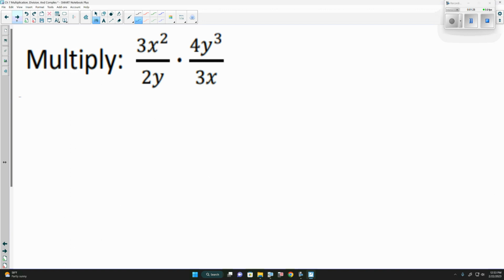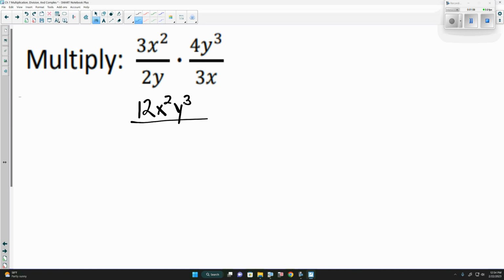Now if we look at this one here, 3x squared, 4y cubed, the two numerators are as simplified as they get. They're a single term. There's nothing we can do with them. There's no way to simplify them. 2y and 3x are already as simple as they get. So we can just multiply these together. So we can multiply the numerators. We can say 3 times 4 is 12. x squared is the only x term on top, so it just says x squared. Y to the third is the only y term in the numerators or on top. So it says y to the third.